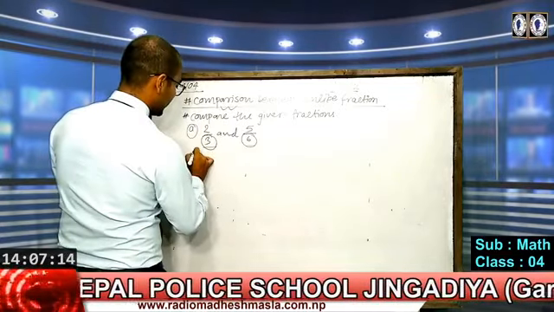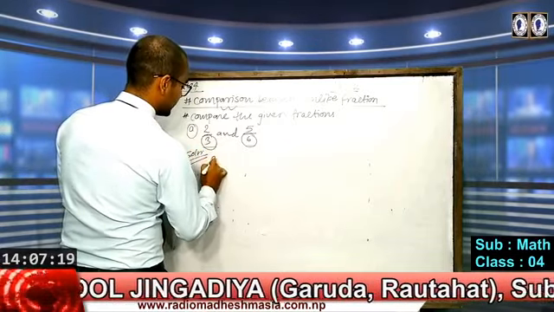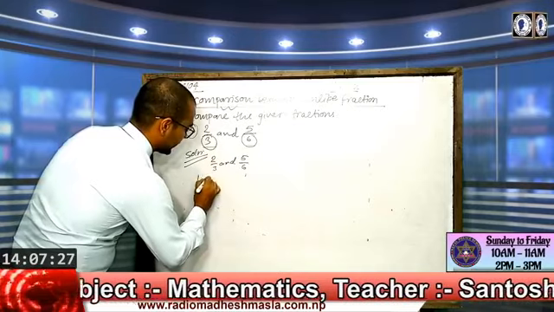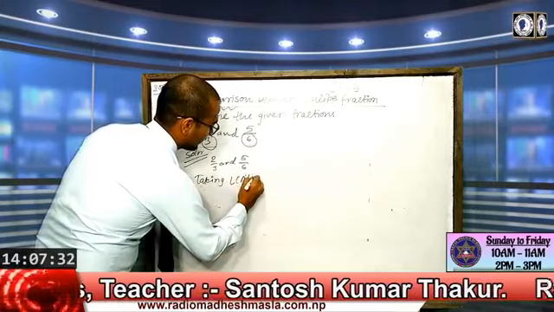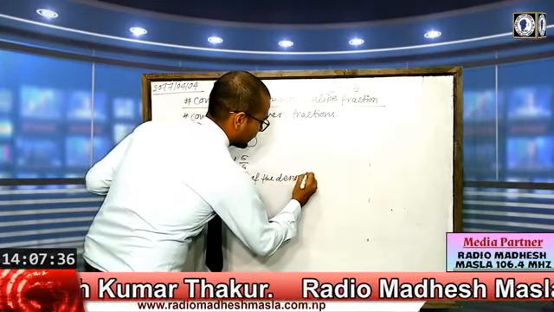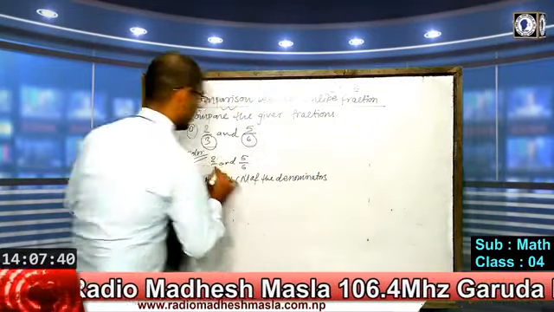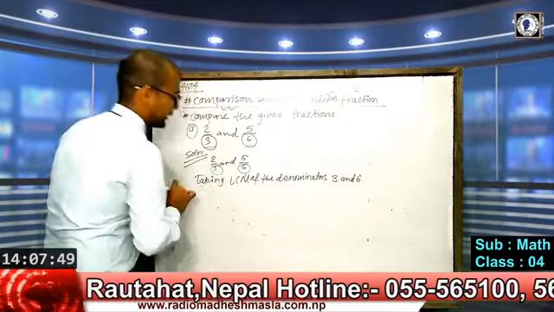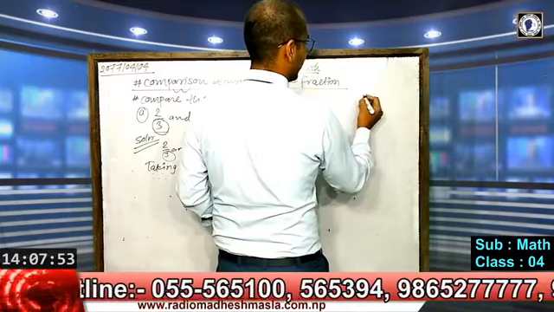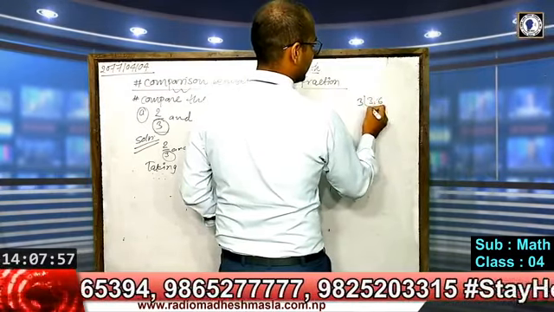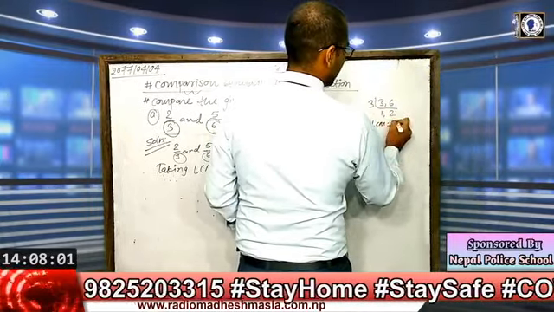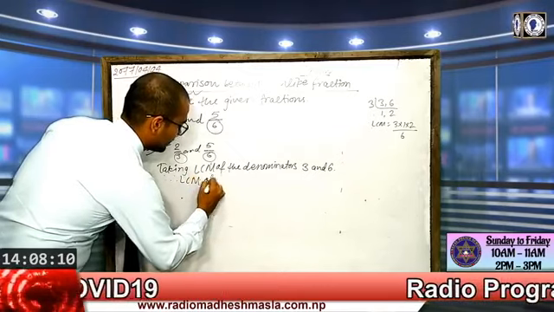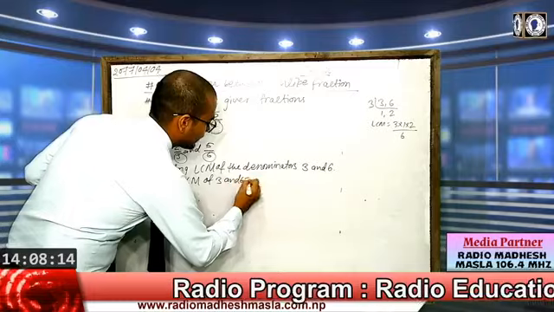So the solution: 2/3 and 5/6. Here we should take the LCM of the denominators. What are the denominators we have? We have 3 and 6. So we take the LCM of 3 and 6. You know how to find the LCM of the given numbers. Dividing by 3: 3 1, 3 2. So LCM is equal to 3 into 1 into 2, that is 6. So the LCM of the denominators 3 and 6 is 6.